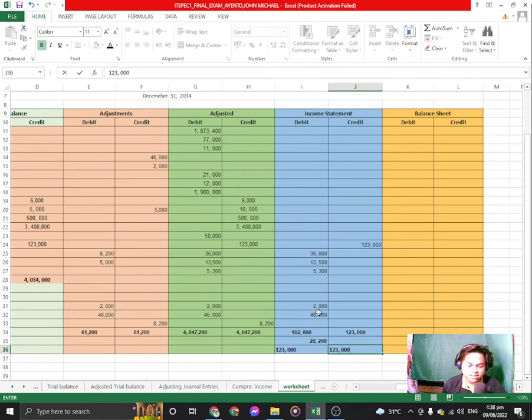Okay, let's go to balance sheet. Ito yung mga balance na lang nila. So copy gihapon ang ato ang original na amount, which is 1,873,400, and then 77,000 pesos and 11 katurang nabilin kaning nadiri sa adjusted trial balance kanang tolo 11,000 pesos. And then for the kining 21,000, 12,000 pesos.